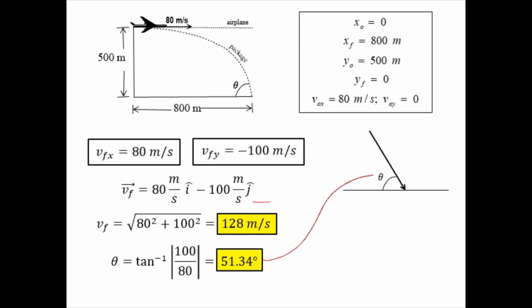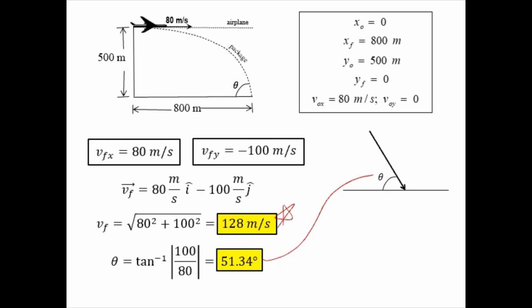We could also figure out the true speed that the projectile was moving at. How fast is that package going to hit the ground? Well, square root of the sum of the components squared, so 80 squared plus 100 squared, and then we take the square root of that sum and we get 128 meters per second. So that package is going to be moving very quickly.